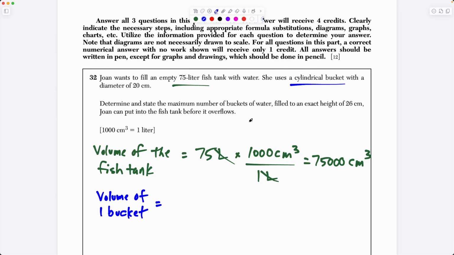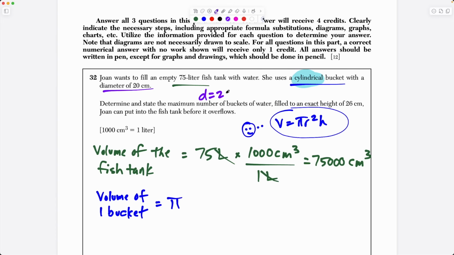equals, and for this one, the formula I'm thinking of is the volume of a cylinder, which is pi r squared times h. This formula can be found at the back of your Regents. And I know I'm using this one because they told us once again that Joan is using a cylindrical bucket. So we're going to use the volume of a cylinder formula. So here we have pi times, but we have to be careful. They're telling us the diameter is 20 centimeters. So the radius is half of that, and 20 divided by 2 is 10. So the radius would be 10 centimeters.